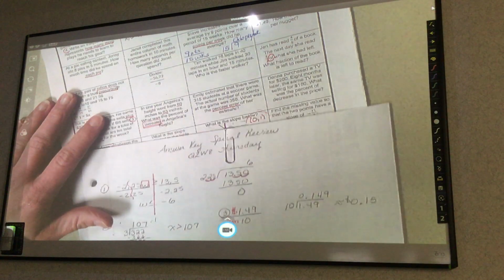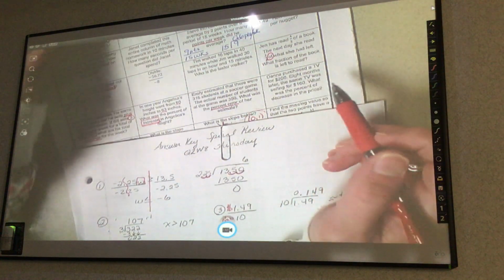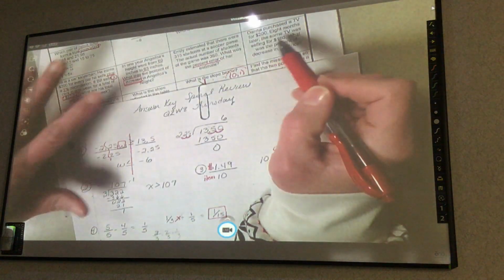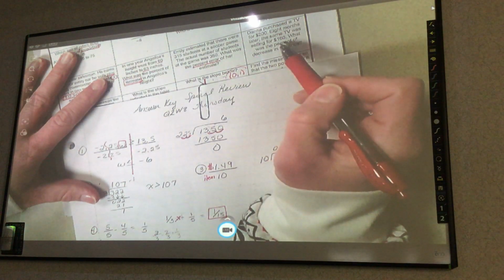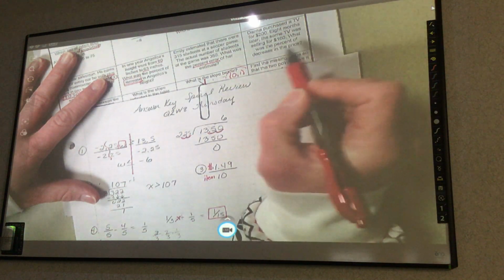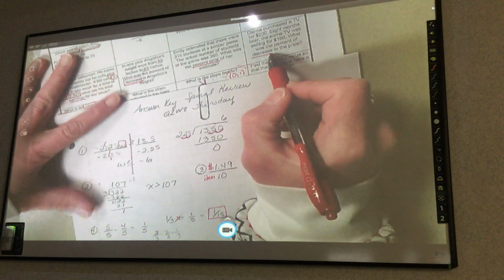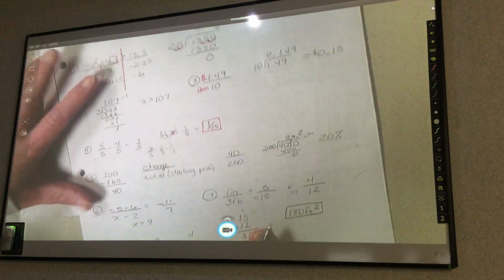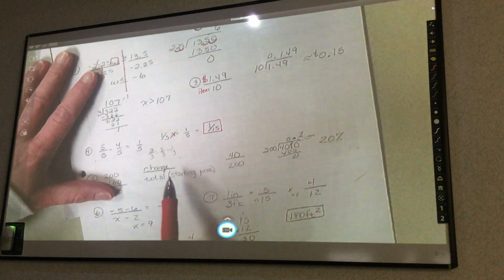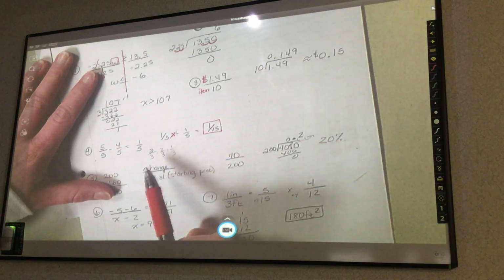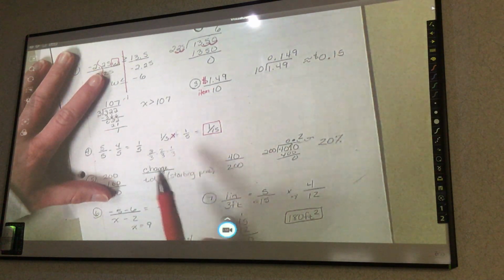Number 5. Dana purchased a TV for $200. 8 months later, the same TV was selling for $160. What was the percent of decrease? This is something that we started the other day, and it's something that you're going to need to know because it will be in our next chapter.